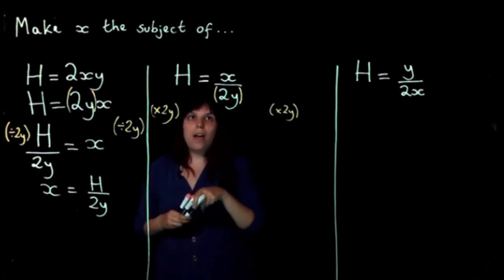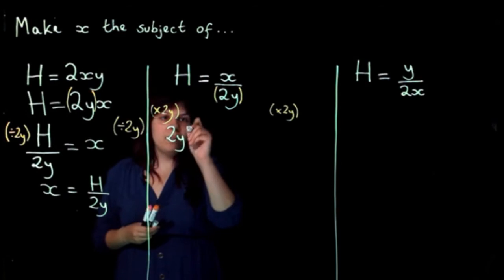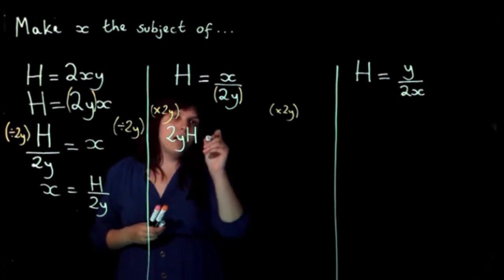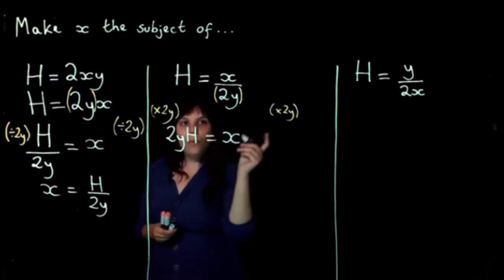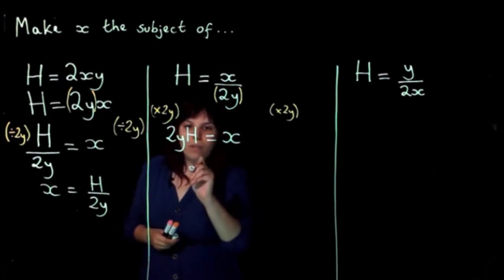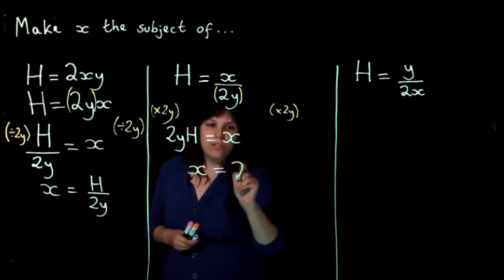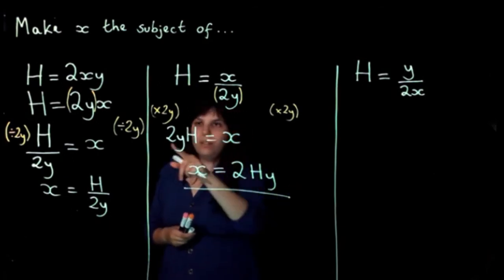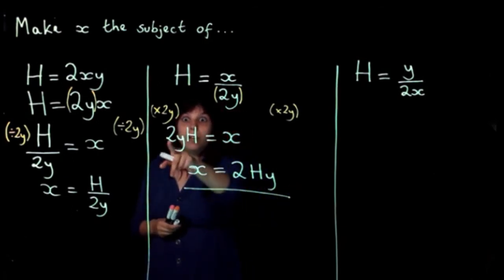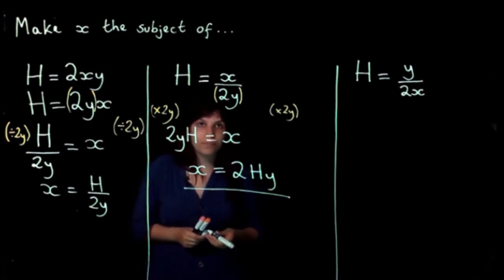So that means on this side, I'm going to have 2y times h, and on this side, I'm going to have x. Now, we always put it into alphabetical order, so when you rewrite it in the form that we like, we'll have x equals 2hy. And we can do that because they're just multiplying by each other, so 2 times y times h is the same as 2 times h times y.